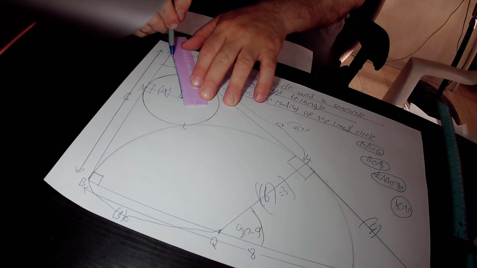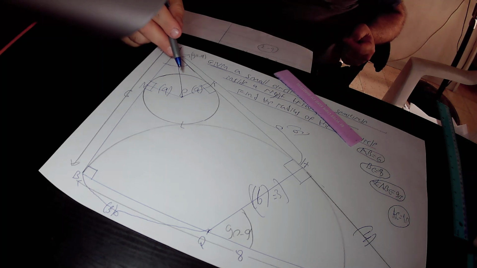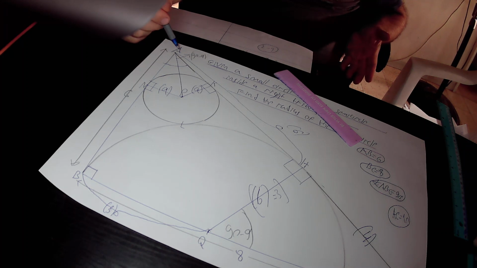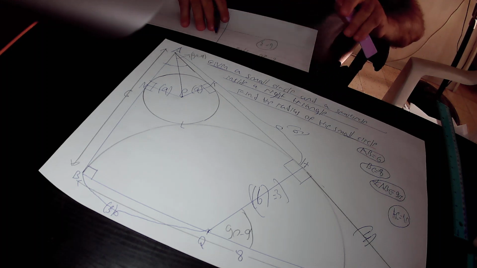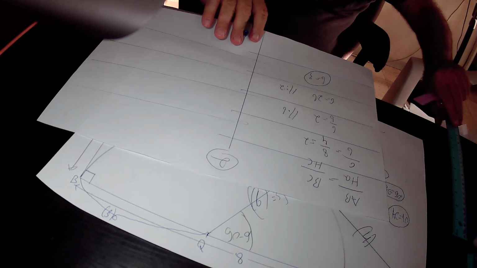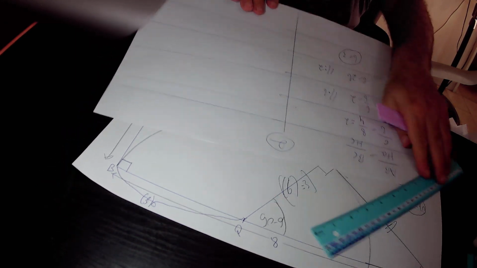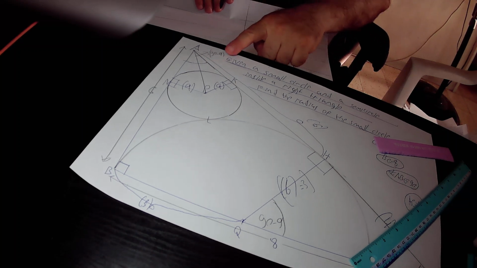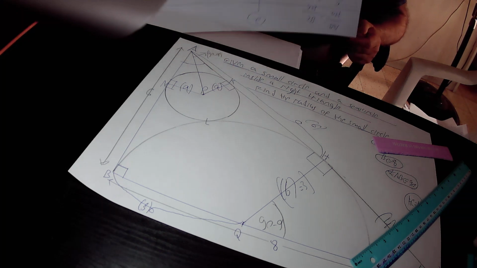So according to rule 15, PA is the angle bisector of this angle A. So it is obvious that PA passes through point P, that is the center of this small circle. So in conclusion, we can write down that the angle bisector of this angle A passes through point P, that is the center of this small circle. So I write it down.